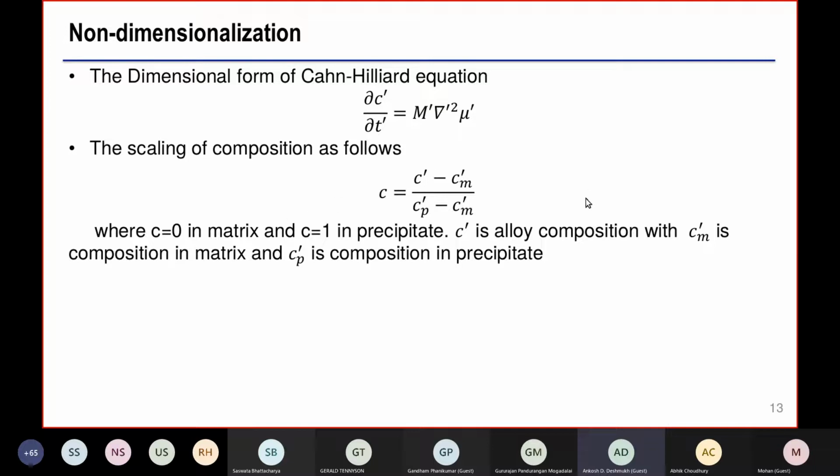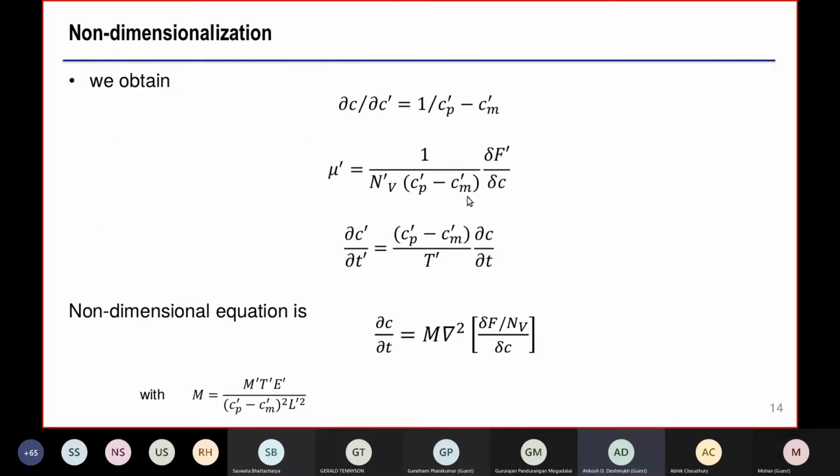So the scaling of composition is carried out through this, where the precipitate composition is represented by 1, and the matrix composition is represented by 0. The prime values indicate the dimensional values, which are the equilibrium compositions in the precipitate and the matrix. Through the non-dimensionalization we get the relations between different variables: chemical potential, the evolution terms and the mobility terms.